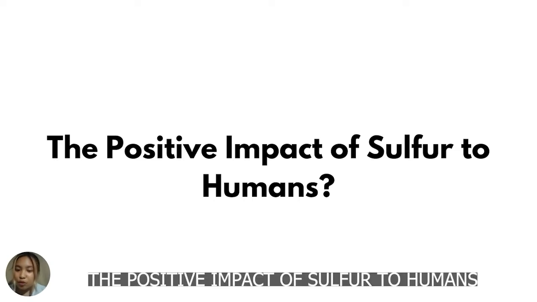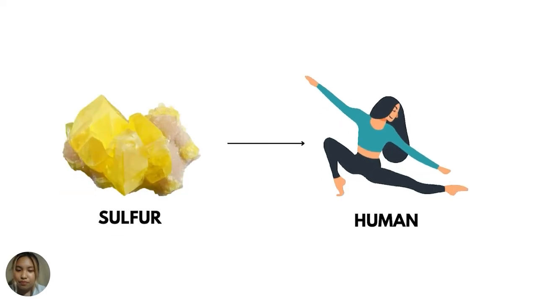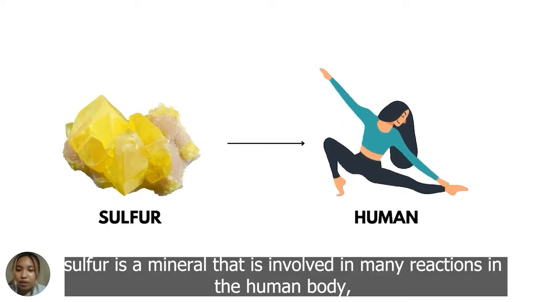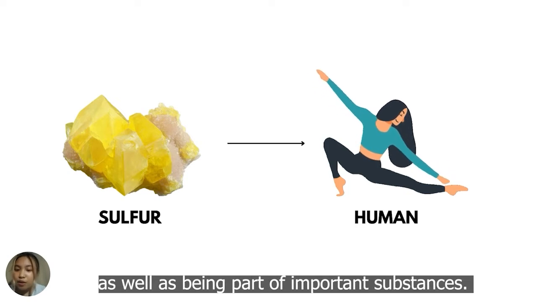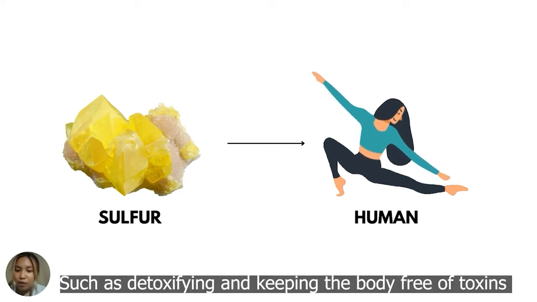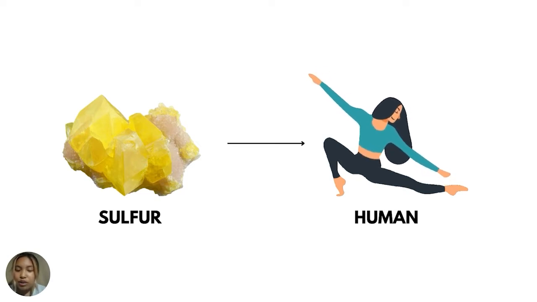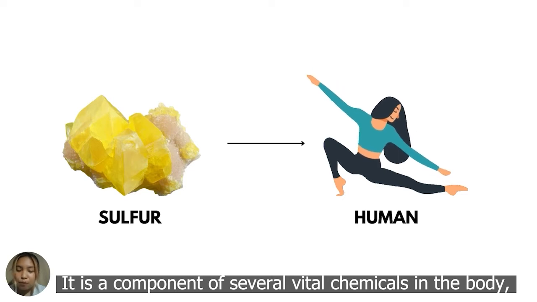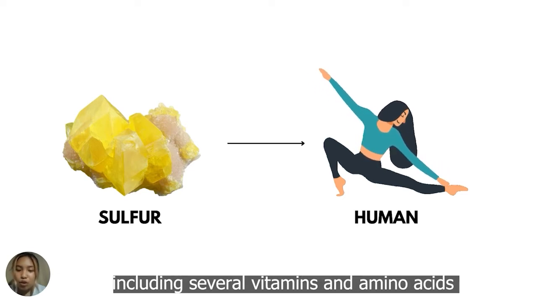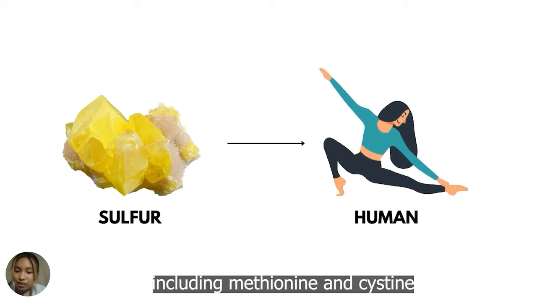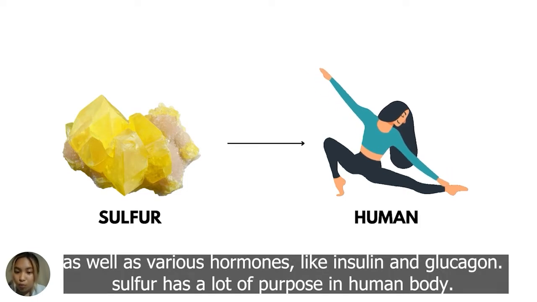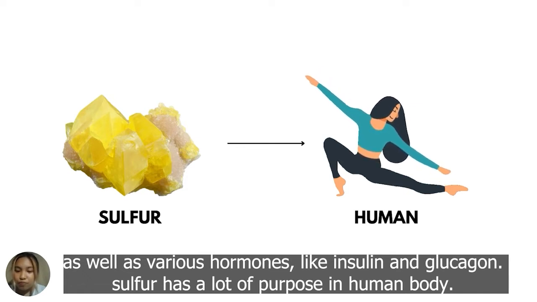The positive impact of sulfur to humans. Sulfur is a mineral that is involved in many reactions in the human body, as well as being part of important substances. Detoxifying and keeping the body free of toxins is one of its key purposes. It is a component of several vital chemicals in the body, including several vitamins and amino acids, including methionine and cysteine, as well as various hormones like insulin and glucagon. Sulfur has a lot of purposes in the human body.